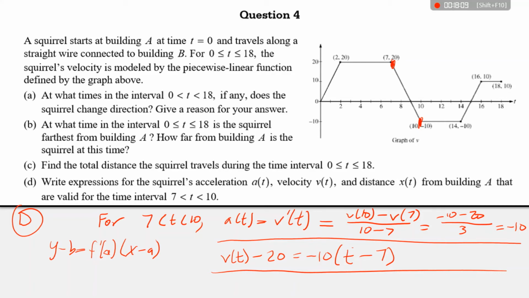Okay, so we're going to solve for v(t), and then we're done. So our velocity at any time is going to be equal to, on the right side, that'll become negative 10t, plus 70, plus the 20 is plus 90. Yes. Okay, that's it for velocity. And then we need another equation for the distance at any time.